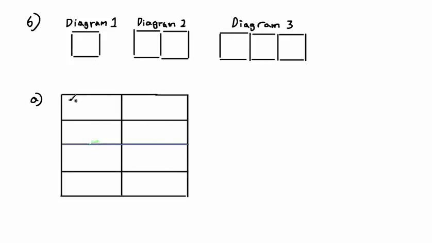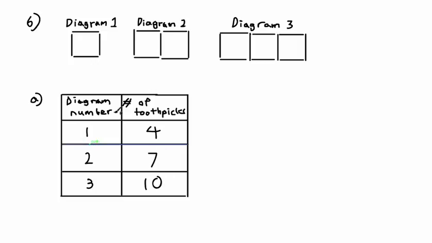Okay, so here is the diagram number, and here is the number of toothpicks. And we know that there's 3 diagrams, so 1, 2, and 3. And we know for the first one there's 1, 2, 3, 4 toothpicks. In the second one there's 1, 2, 3, 4, 5, 6, 7. And in the third we have 1, 2, 3, 4, 5, 6, 7, 8, 9, 10. So in diagram 3 we have 10 toothpicks. Okay, so that's our chart in A.